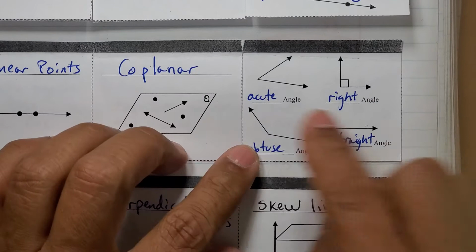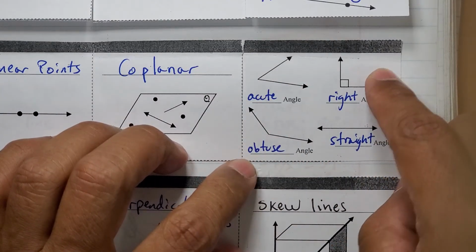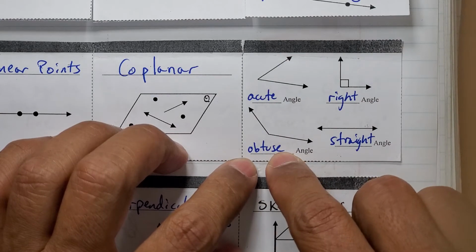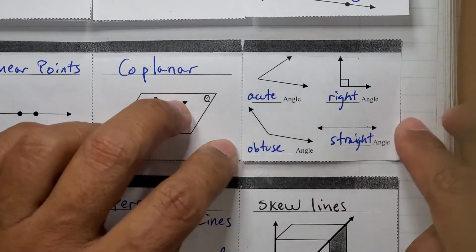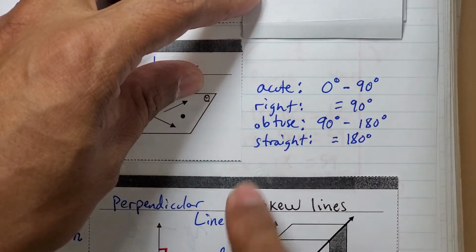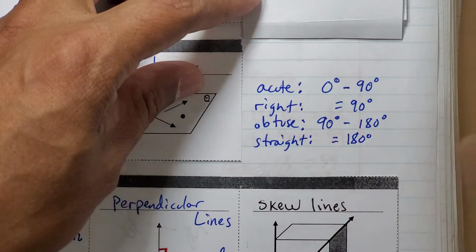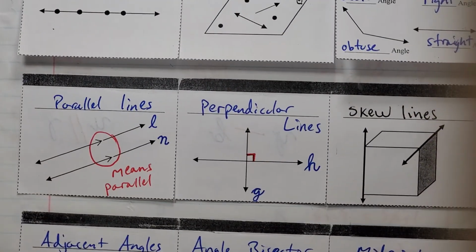You've done this before. Acute angle, less than 90 degrees. Right angle, exactly 90 degrees. Obtuse angle, greater than 90 degrees. And straight angle is equal to 180 degrees. So here you just have the definition of each one of them, okay? So go ahead and write that down, and then we continue on to the next three terms.